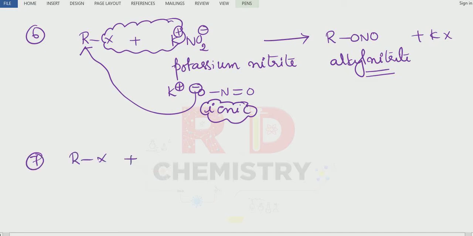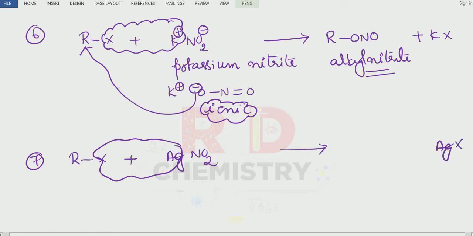Alkyl halide reacts with silver nitrite, AgNO2. Here we expect the product like this. The side product, let me write first, is silver halide, plus we get RNO2. Now what is the reason for this? Between silver and the nitrogen atom there is a covalent bond. Then there is a covalent bond between silver and the oxygen atom, and then there is an N double bond.